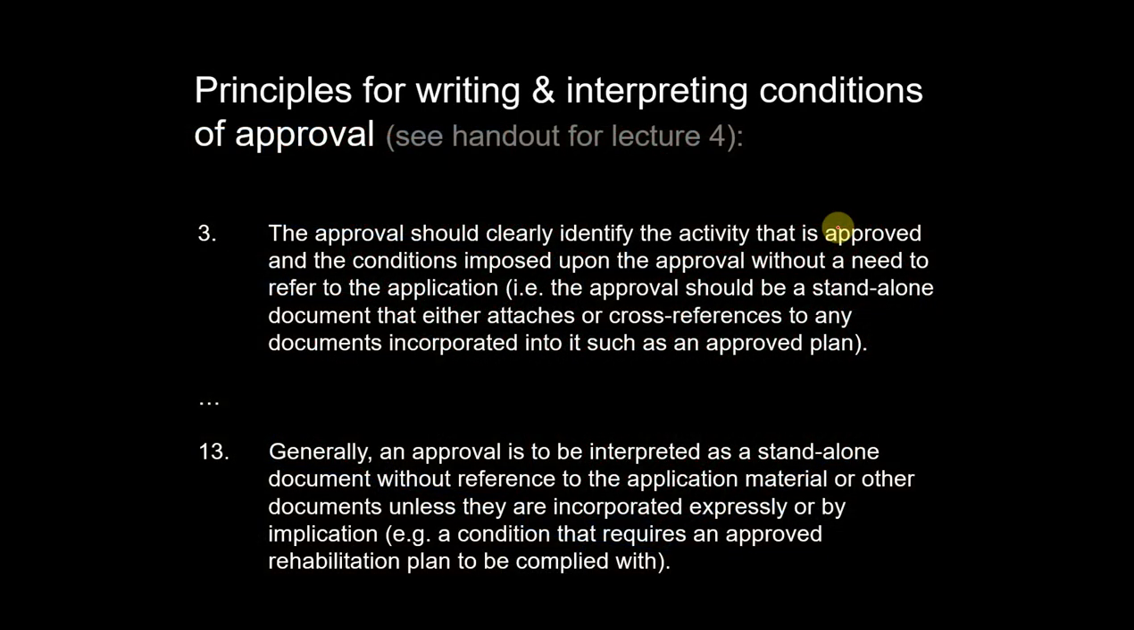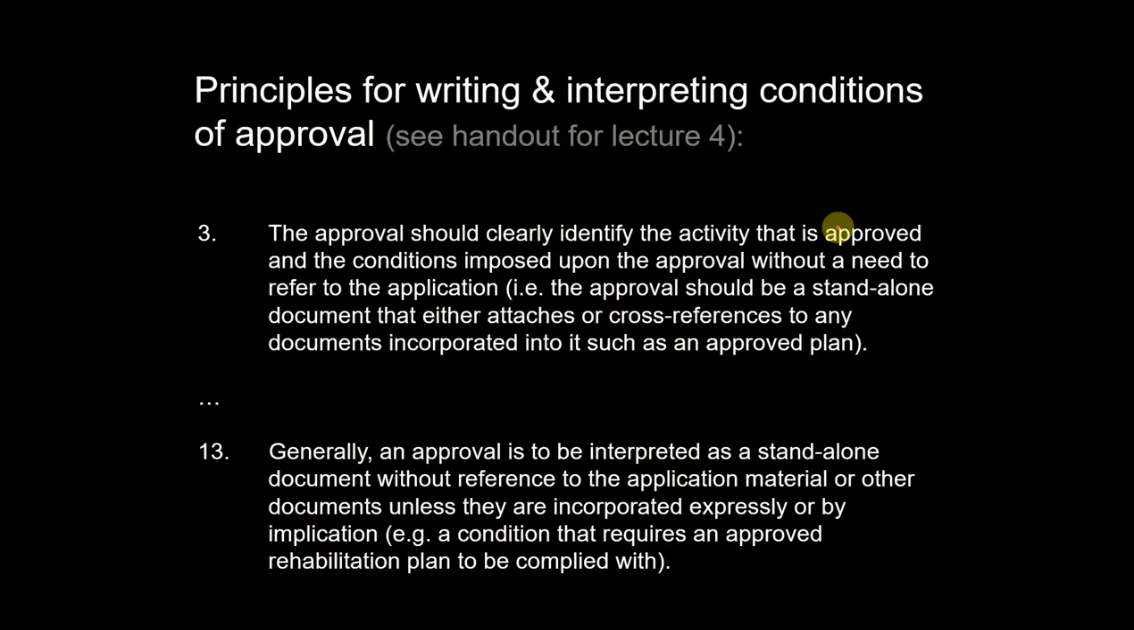I just go back to some principles about writing and interpreting conditions that I talked about in the last lecture for conditions and development approvals, because they're equally applicable under the Environmental Protection Act and for mines as well. So I said two points in the points that I made about writing and interpreting conditions. One of them is that an approval should clearly identify the activity that is approved and the conditions imposed upon the approval without a need to refer to the application. So the approval should be a standalone document that either attaches or cross-references to any documents incorporated into it, such as an approved plan. So typically, an approval will state that, as I said, condition one will normally be the development must be generally in accordance with the approved plan, and it will attach or cross-reference to a plan that was submitted as part of the application.